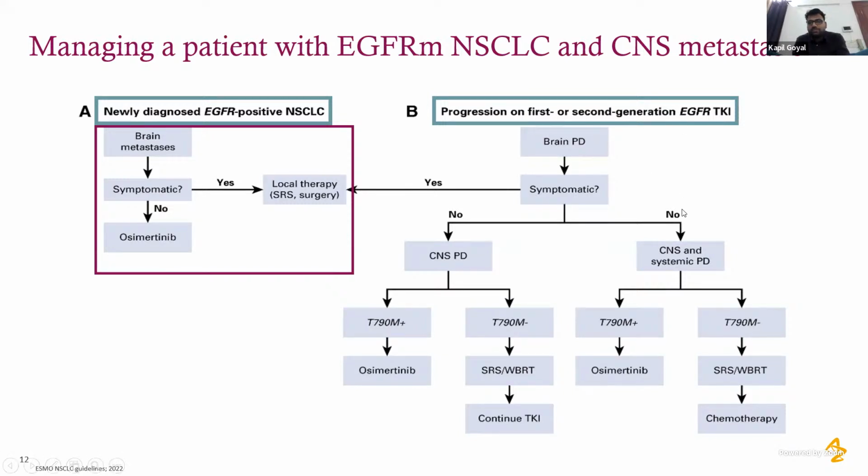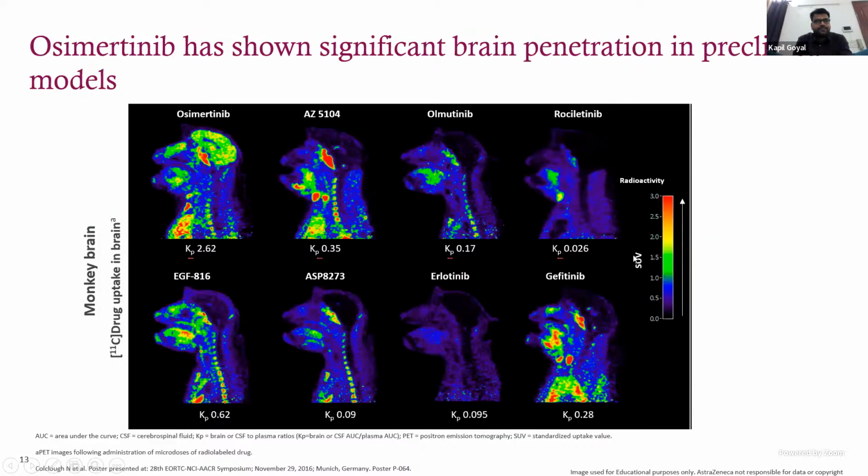Pardon me, there is a problem in the slide. Symptomatic is supposed to be yes. So if it is symptomatic, then we go to chemotherapy if the T790M mutation is negative.